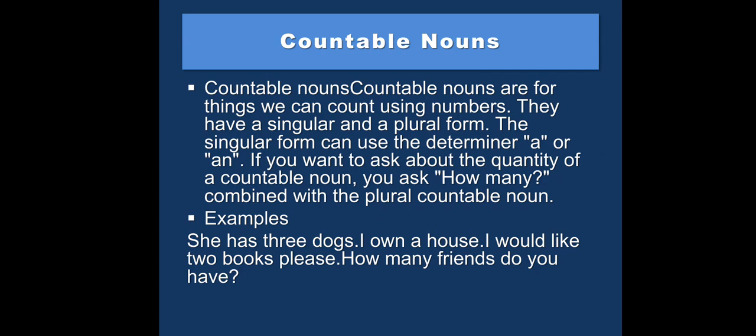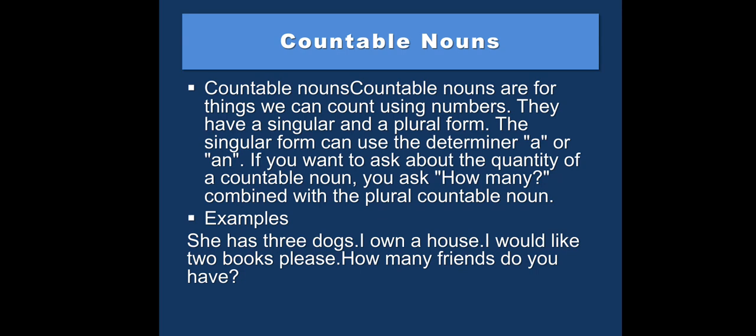Furthermore, concrete nouns or material nouns are divided into countable or uncountable nouns. Countable nouns are those nouns which can be counted. They have a singular form and a plural form. This is very important. The singular form can use the determiner a or an.